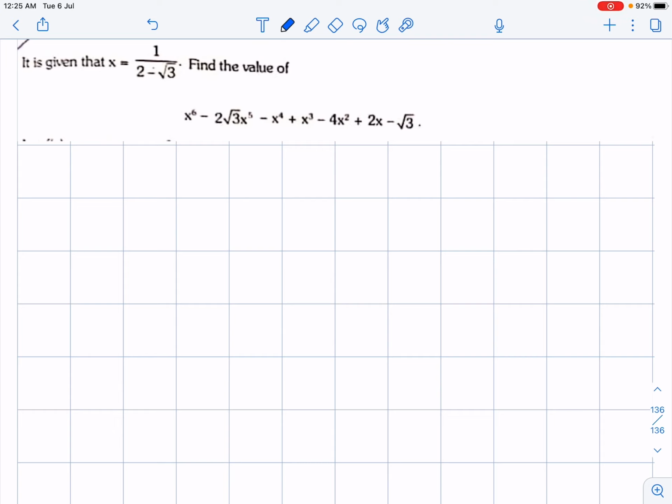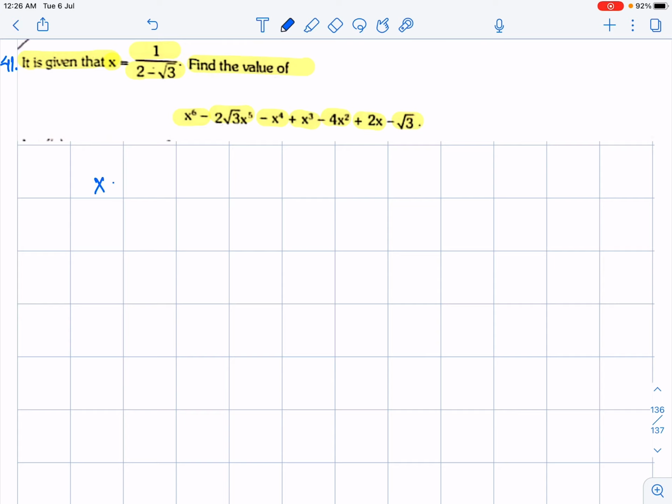Continuing our problem solving series in polynomials. Here I came up with the 41st question written on the screen. And what is the problem statement given to us? It is given that x is equal to 1 upon 2 minus root 3. Find the value of x power 6 minus 2 root 3 x power 5 minus x power 4 plus x cube minus 4x square plus 2x minus root 3. They have asked it to us.